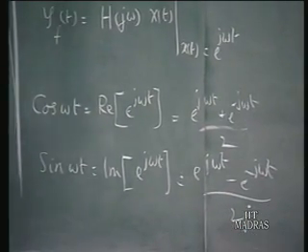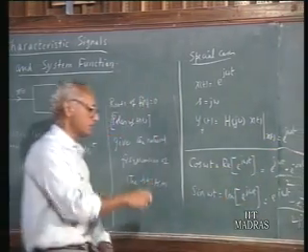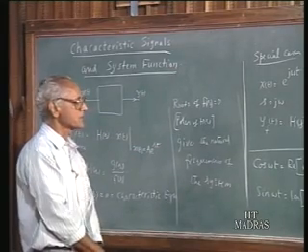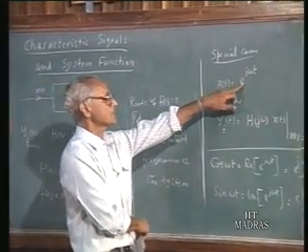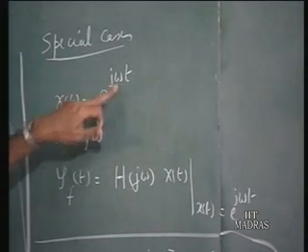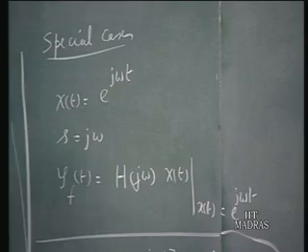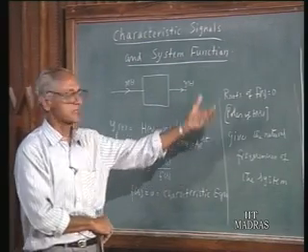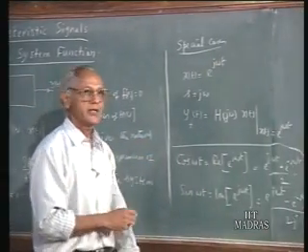So e to the power of j omega t is closely related to the sinusoidal functions, which are very important in system studies, and therefore the response of a system to the signal e to the power of j omega t can be regarded as a special case of the response to an exponential signal e to the power of st. After all, e to the power of st and e to the power of j omega t are closely related.